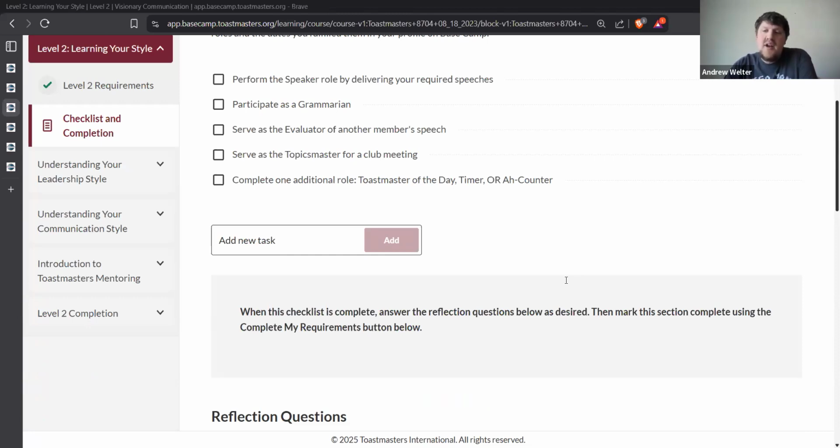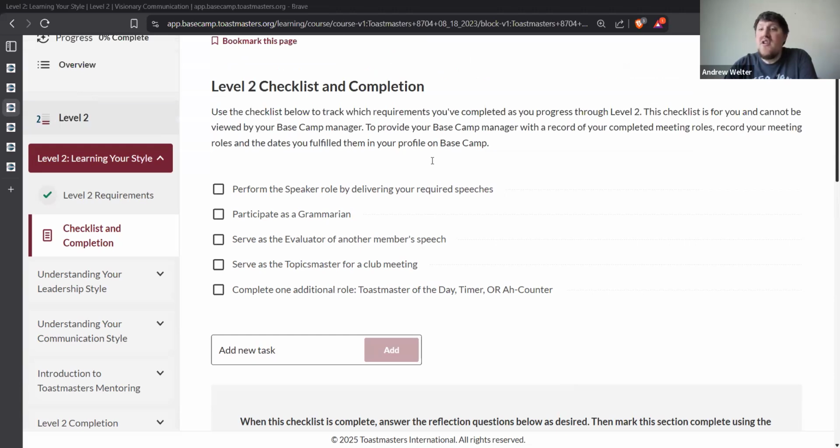That's part of it, but here's the other part of it though. Prior to this rollout, there was, I think, one project where you had to be a table topics master. That was the only time any meeting roles were required at all. And so now at least meeting roles are somewhat required, because they didn't even used to be required at all.